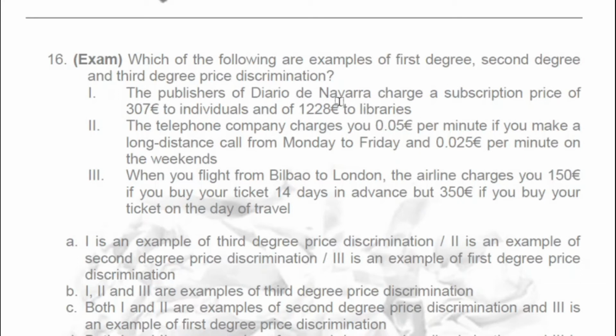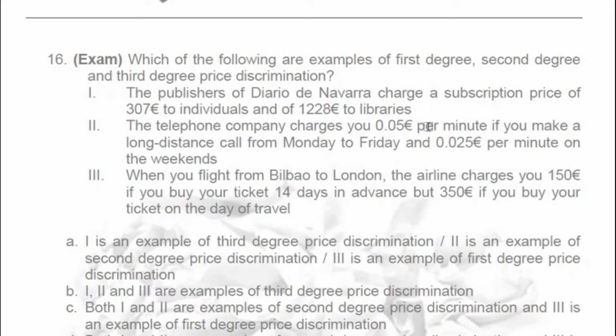and a person can't pretend to be a firm. So Diario de Navarra, I should say libraries. Diario de Navarra is the monopolist in its advertising. So it finds that maybe libraries and individuals could be different. They have very different demands, and so it charges a different price to each of them. It's clearly third degree.